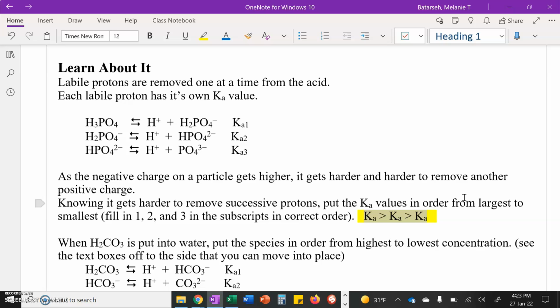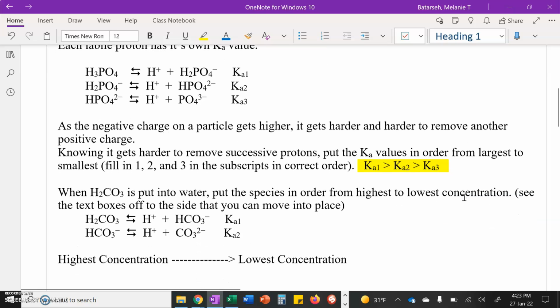If it's going to get harder and harder to remove another proton, then the Ka values are going to get lower and lower. So Ka1 is the biggest, then Ka2, and then Ka3. The strongest acid out of these 3 chemicals is H3PO4. HPO4 2- is the weakest.